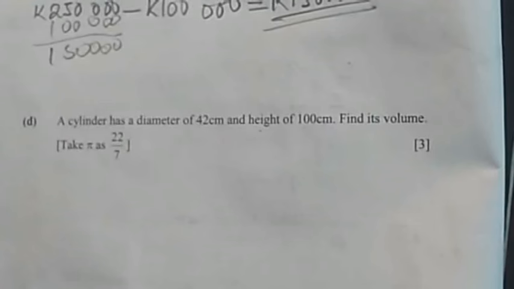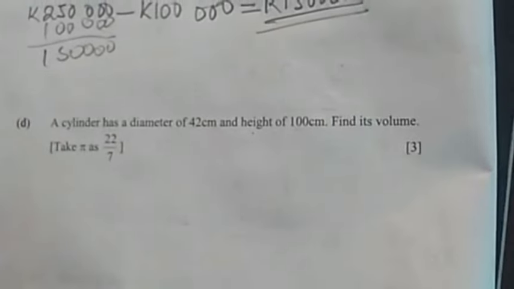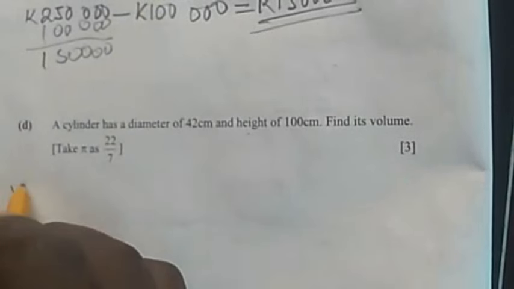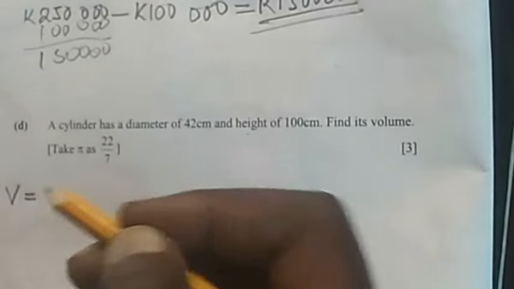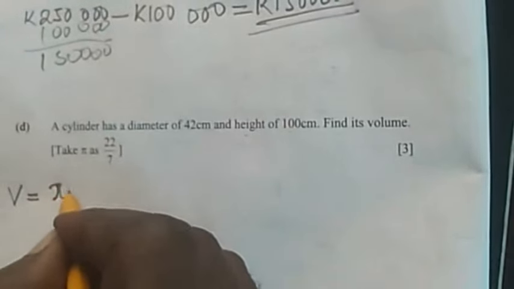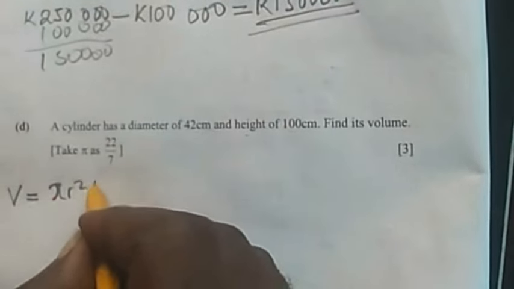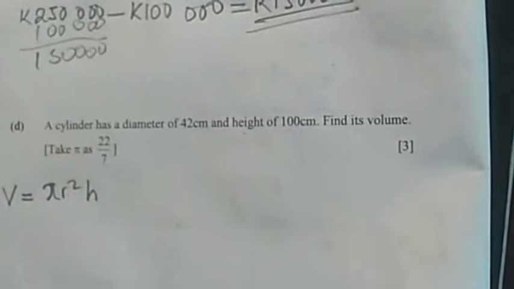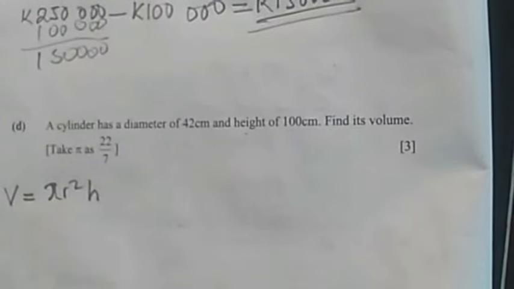So what we're going to do is write the formula for the cylinder. The volume of a cylinder is equal to pi r squared multiplied by height. Pi r squared multiplied by height.